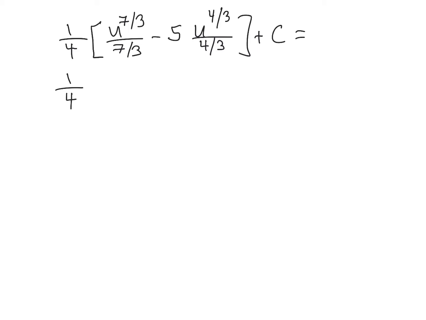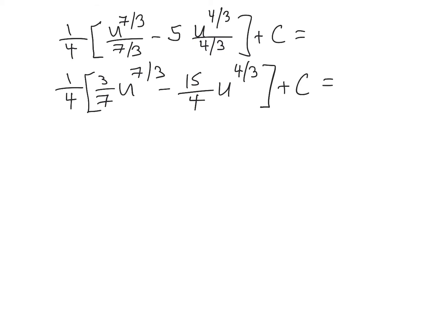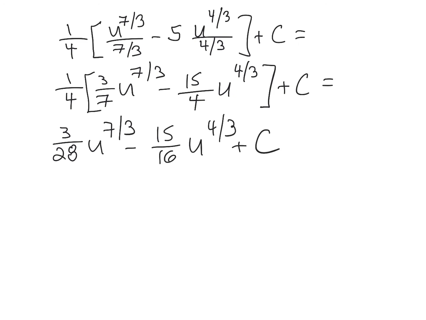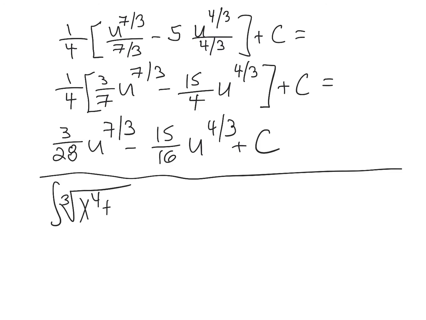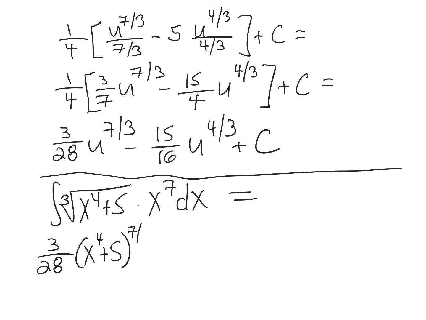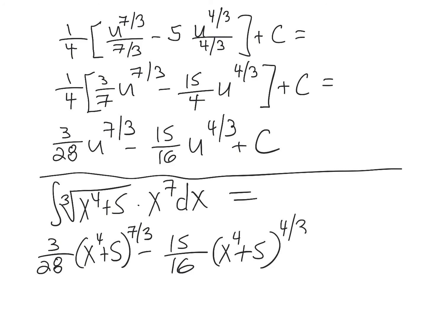So this is 1 over 4 times 3 over 7 u to the 7/3 minus 15 over 4 u to the 4/3 plus c. Let's send in 1/4 inside the brackets. So this is 3 over 28 u to the 7/3 minus 15 over 16 u to the 4/3 plus c. And last step is to go back and write the answer in the original variable x. So the integral of cube root of x to the fourth plus 5 times x to the 7th is equal to 3 over 28 x to the fourth plus 5 raised to the 7/3 power minus 15 over 16 x to the fourth plus 5 raised to the 4/3 power plus c.